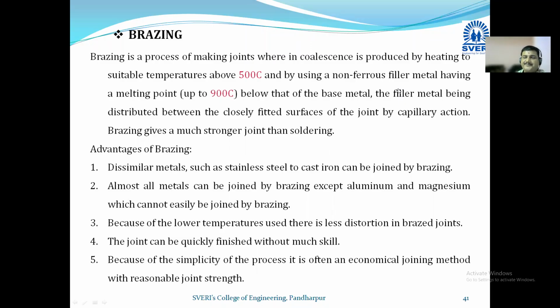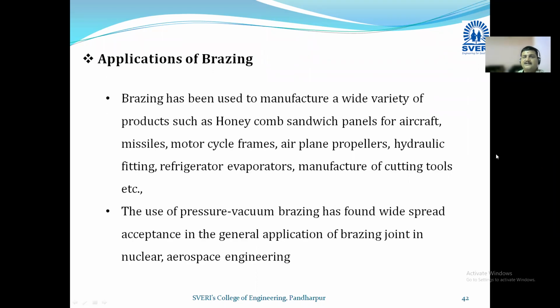So friends, we have seen the brazing process, we have seen the operations. Now we will see the applications of brazing. Brazing has been used to manufacture a wide variety of products. It means in many components the brazing operation is done. And where is the brazing operation performed? Honeycomb sandwich panels for aircraft.